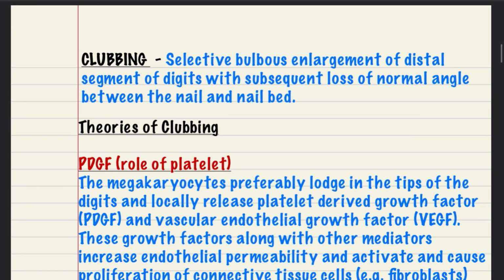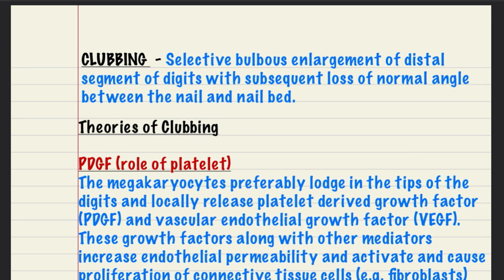So now we start with clubbing. What is clubbing? Clubbing means that there is selective bulbous enlargement of the distal segment of the digits with the subsequent loss of the normal angle between the nail and the nail bed, and this part, the loss of the normal angle, I will explain subsequently.